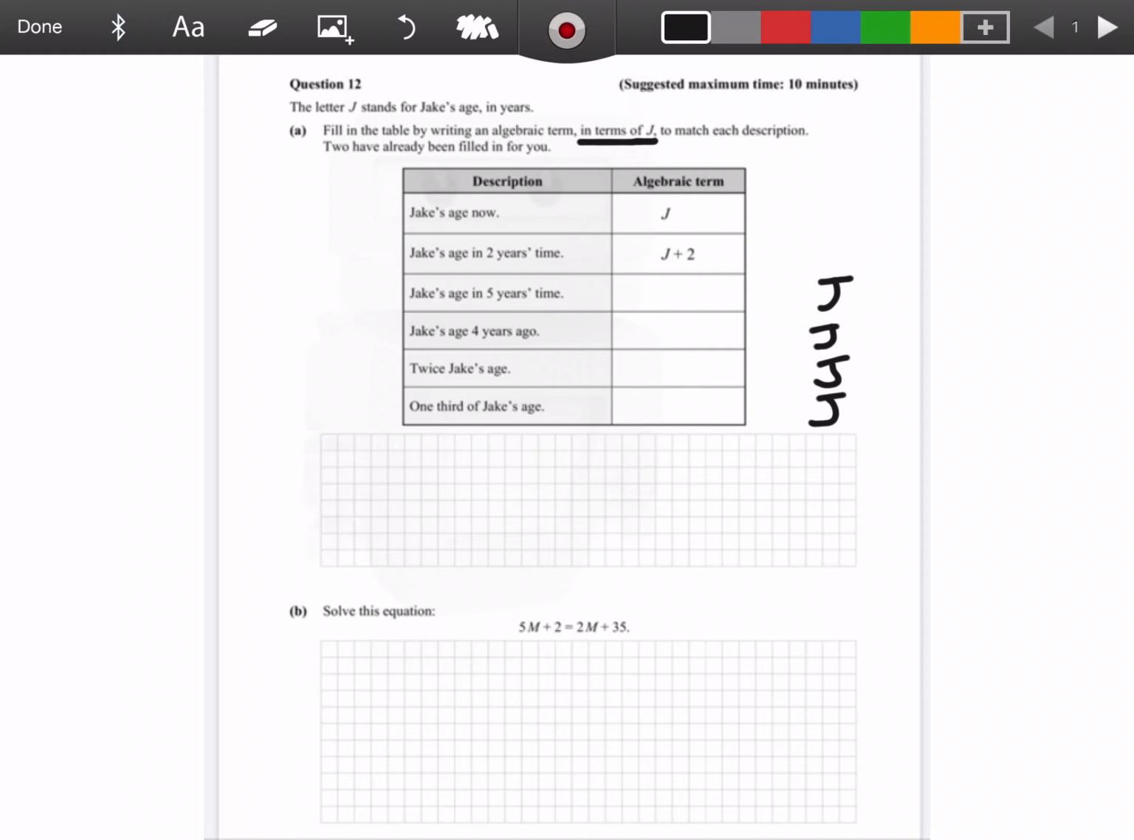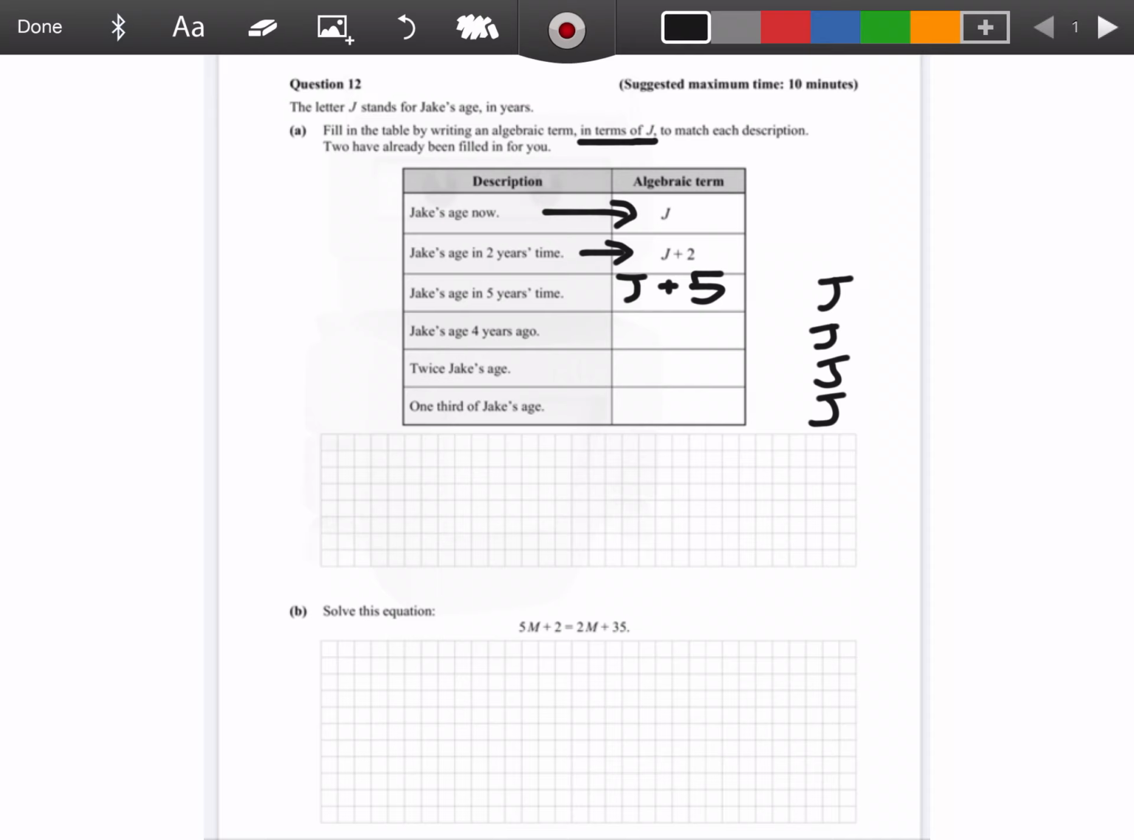2 have already been filled in for you. So you can see Jake's age now is the letter J. That's fine. In 2 years' time, he's going to be 2 years older than he is now. So they've added 2. Nice and straightforward. So the next one, Jake's age in 5 years' time. In 2 years' time, I added 2. So in 5 years' time, I add 5. Nice and simple, okay? Jake's age 4 years ago. So that's 4 years previously.